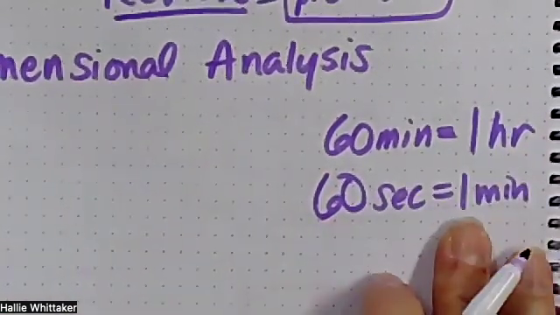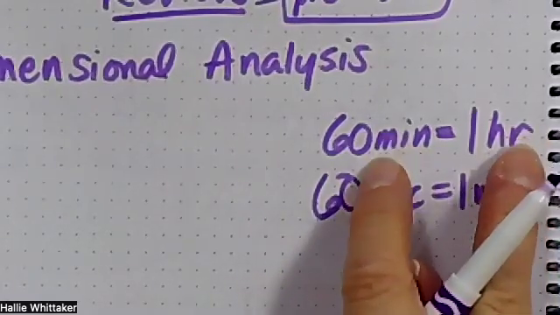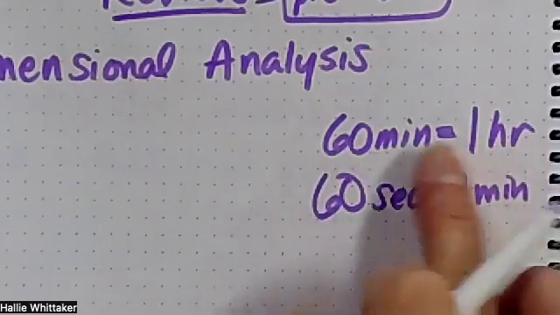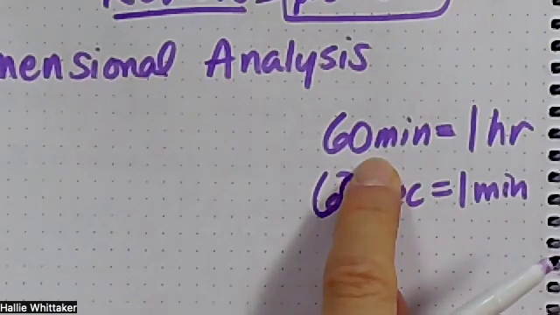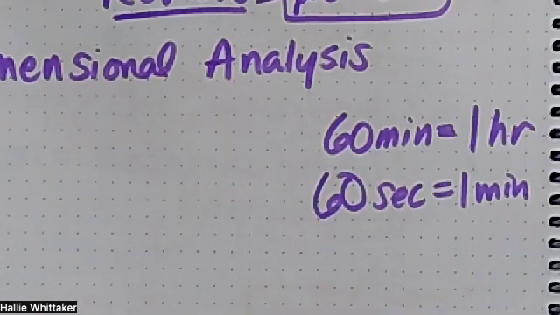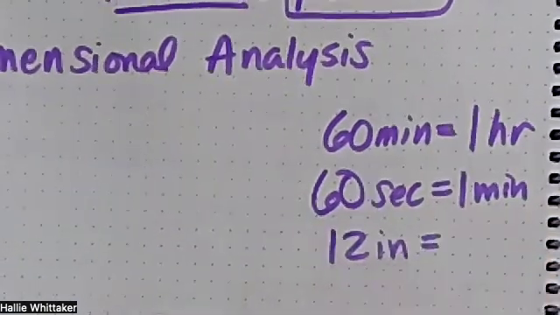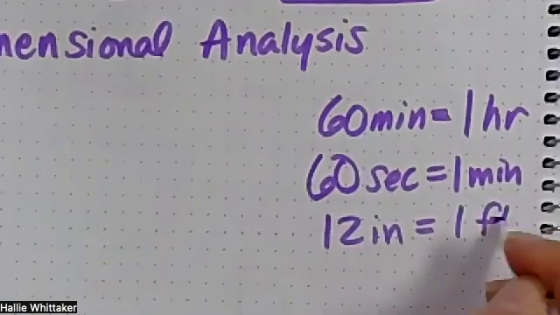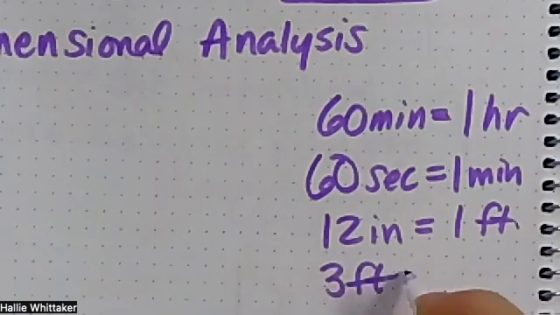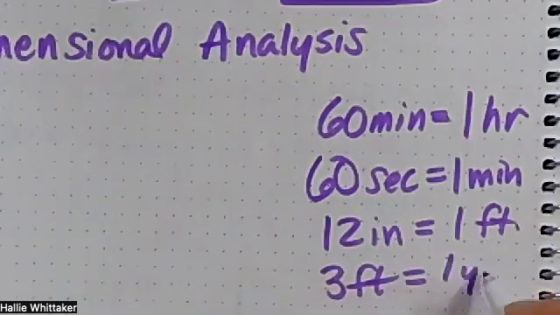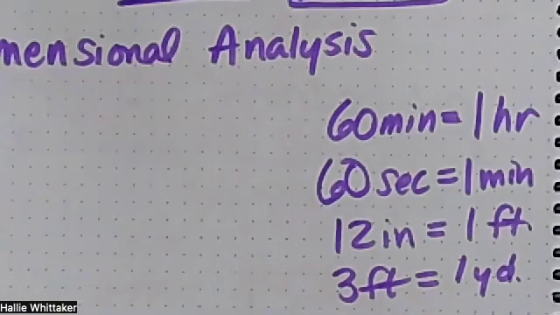Okay, right? And just as we're doing this, notice the equals. Even though they're different units, they're the same amount of time. 1 hour is the exact same amount of time as 60 minutes. Just different units. So realize that as we're doing this. So 12 inches equals what? 1 foot. 3 feet equals a yard. And there'll be more. We'll add to this as we realize we need them.